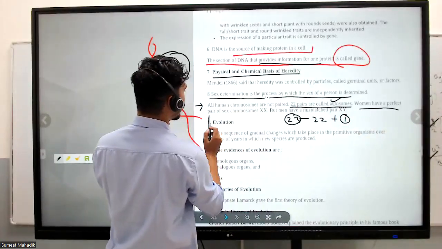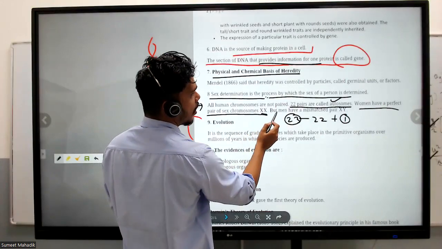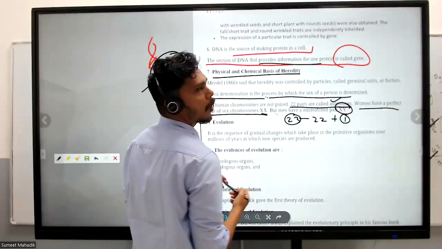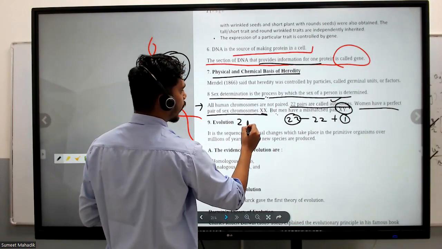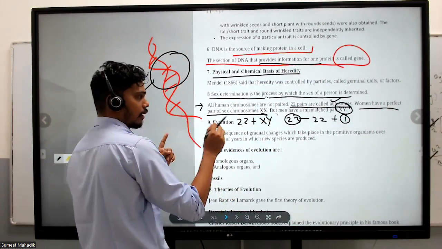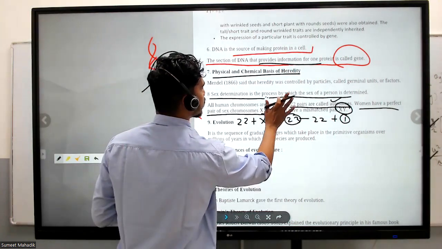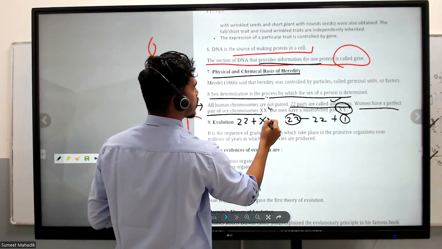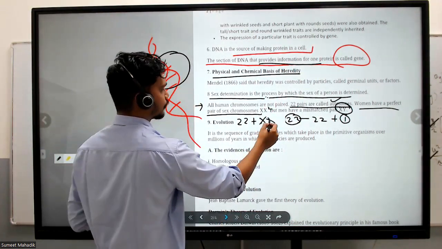Women have a perfect sex chromosome pair, that is XX. But men have an XY combination. So can I talk about 22 plus XY? It's a male. If I write XX instead of this, so it's a female.